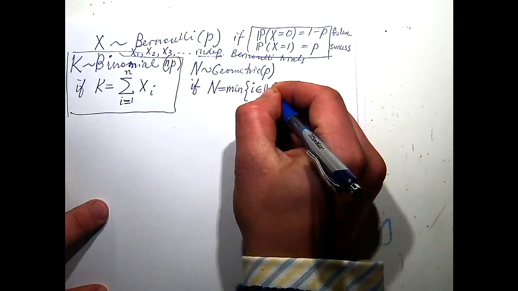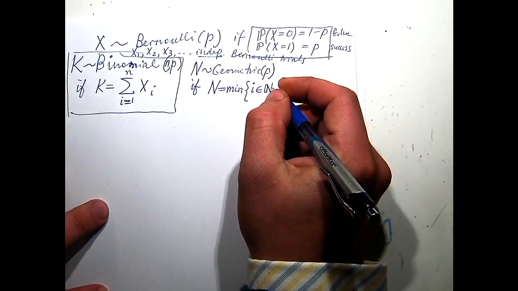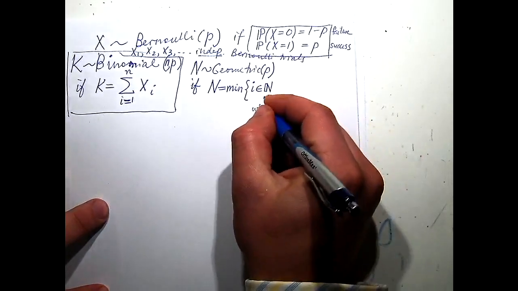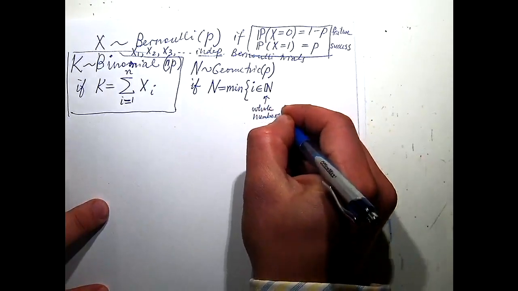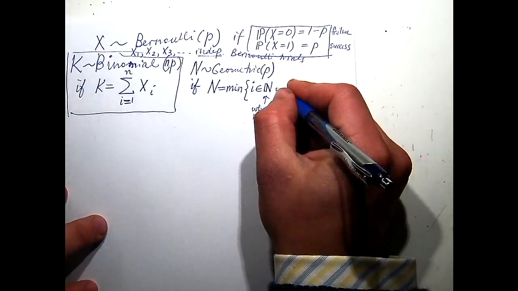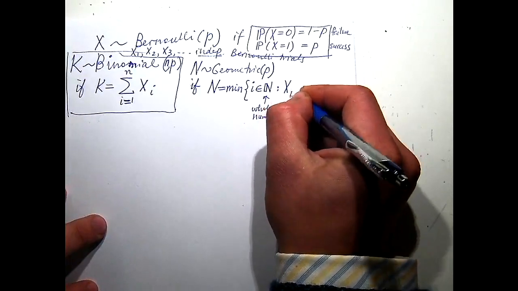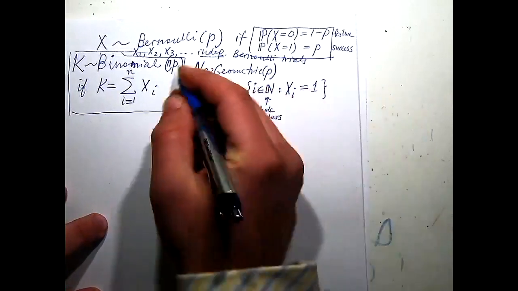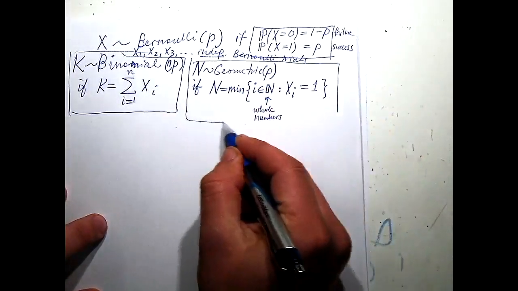Now, did I ever use the boldface N before? If I didn't, it means natural numbers, which means whole numbers. So whole numbers, 1, 2, 3, etc. And it's the first one of them that actually is a success. And remember, our coding convention for being a success is that Xi equals 1. Okay, so that's one definition of a geometric random variable.